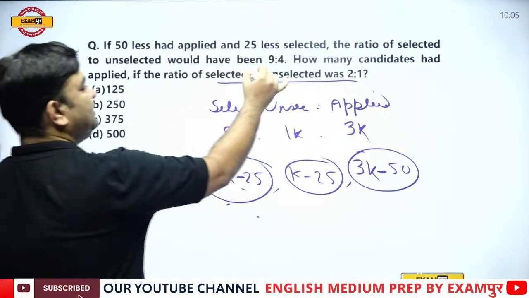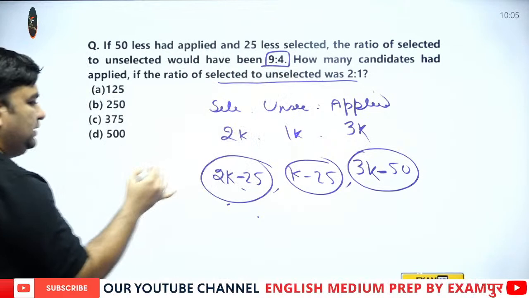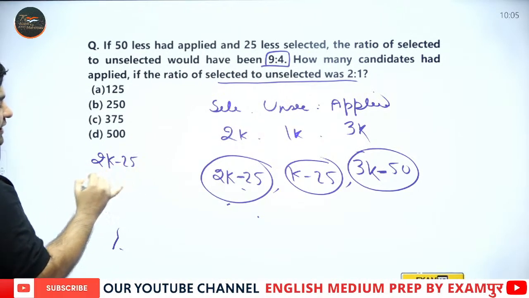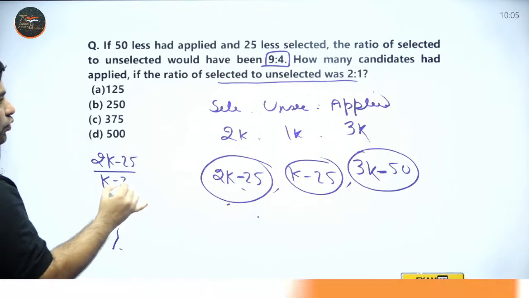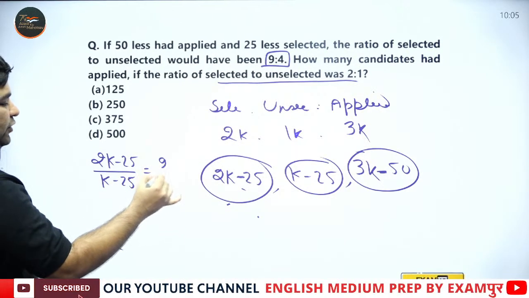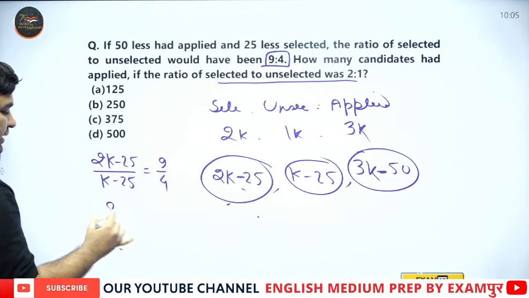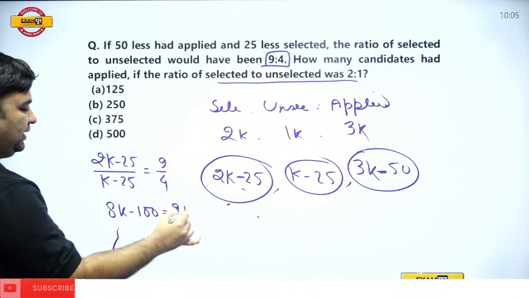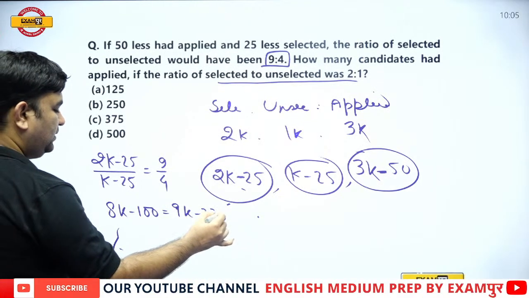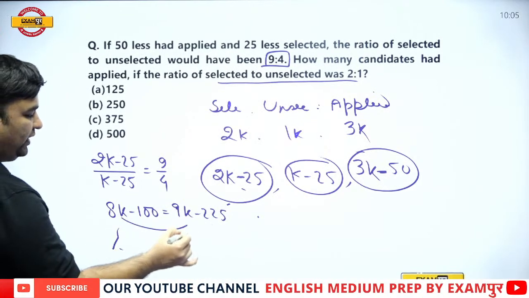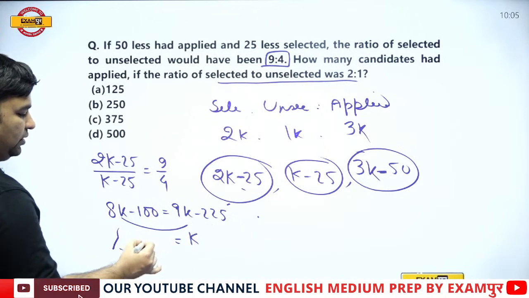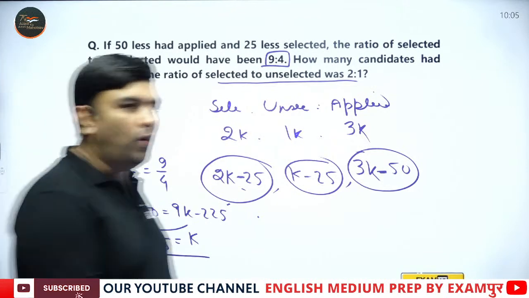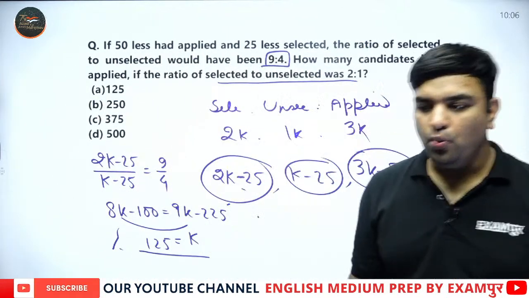Selected and unselected would be in the ratio 9:4. Selected 2K minus 25, unselected K minus 25 would be in the ratio 9:4. So 8K minus 100 is equal to 9K minus 225. Take this over here. K is equal to 125.